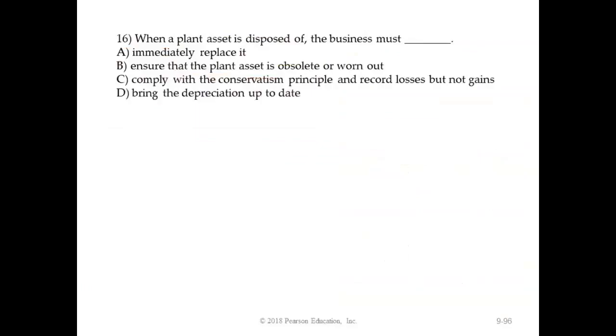So number 16, when a plant asset is disposed of, the business must A, immediately replace it, B, ensure that the plant asset is obsolete or worn out, C, comply with the conservatism principle and record losses but not gains, or D, bring depreciation up to date. The correct answer on this one is D. We're going to bring depreciation up to date because we need that updated depreciation expense amount in order to accurately reflect accumulated depreciation, and that will get the book value up to its correct value as of the date of disposal.